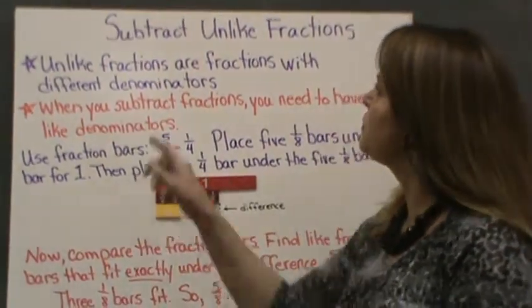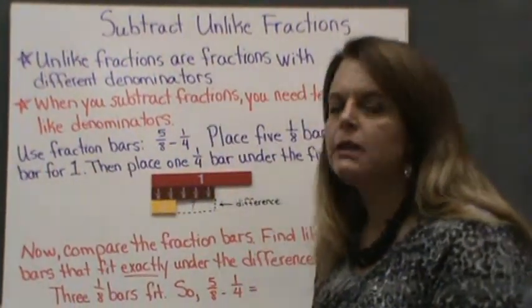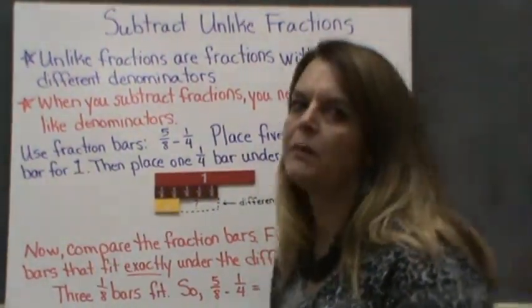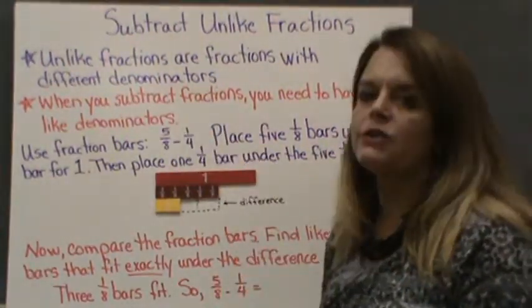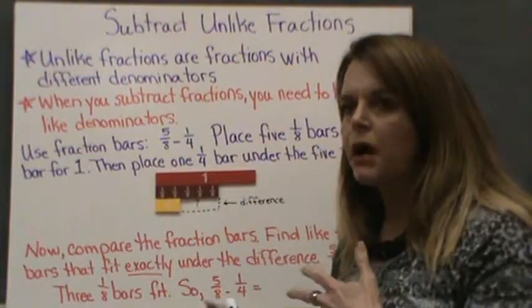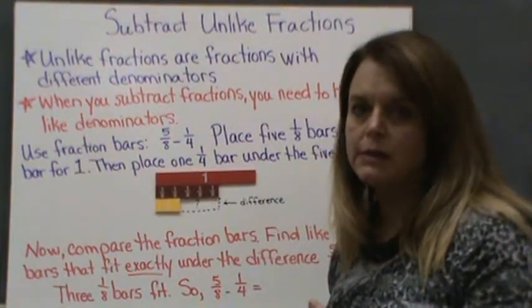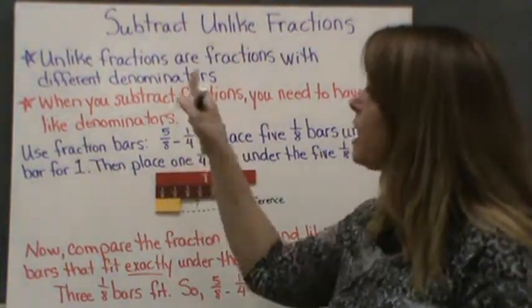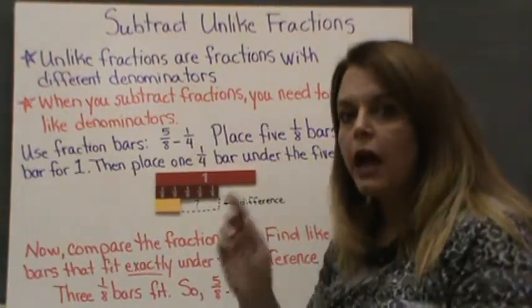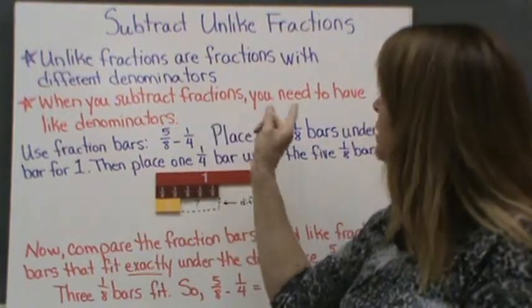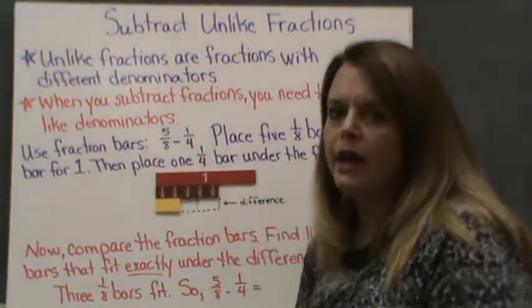This video is to help you understand how to subtract unlike fractions. A couple reminders before we get started. Unlike fractions are fractions that have different denominators. If in my equation I'm trying to subtract two fractions and these fractions have different denominators, then these are unlike fractions. However, when you subtract fractions, you need to have like denominators.